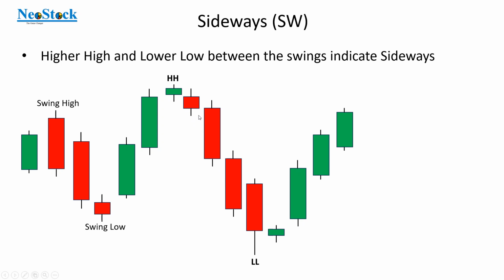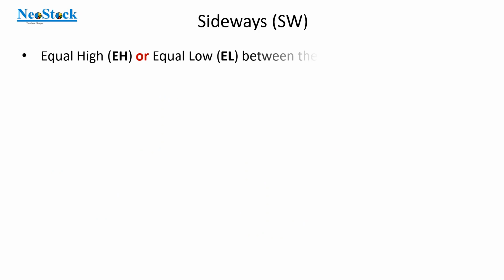Because the range is very wide. But anyway, this is also one type of sideways trend. Now let us look into one more type I have identified. I have introduced a concept called equal highs and equal lows. Actually, it makes sense.